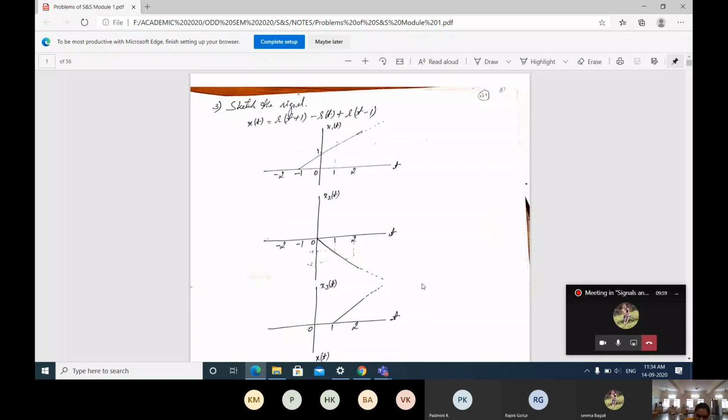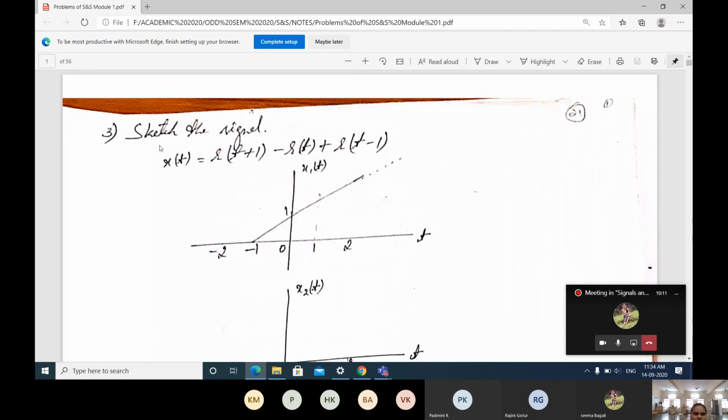Okay, here is the next problem. In the previous problem, the function given was a unit step. But here, observe the question. Sketch the signal for x of t equals r of t plus 1 minus r of t plus r of t minus 1. This is the question asked, and it was asked in the exam for 6 marks.